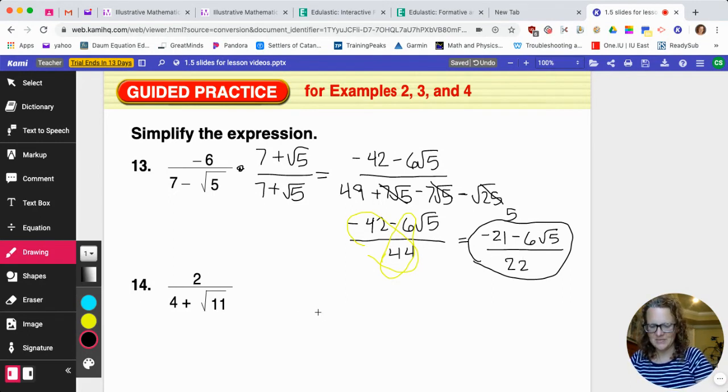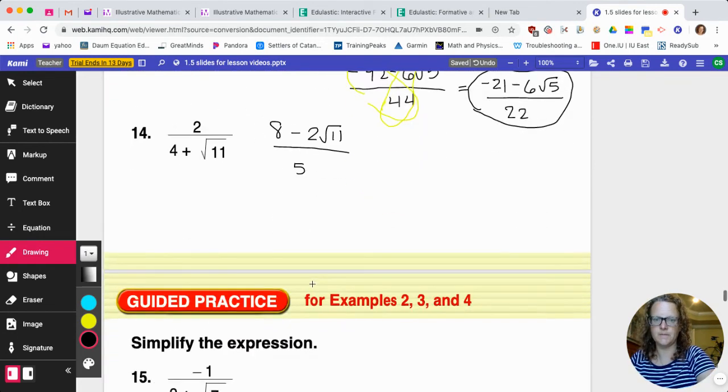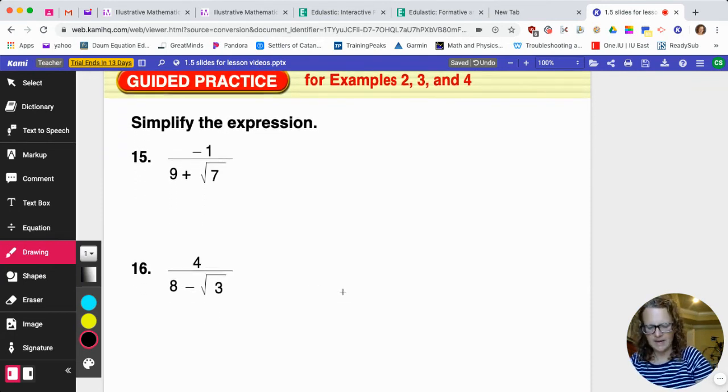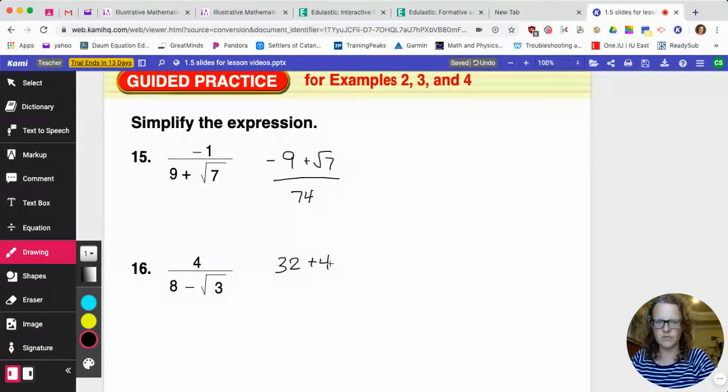All right, 14, we're going to say 8 plus, nope, 8 minus 2 root 11 over 5. 2 more. Actually, no, way more. Complex conjugate pair, 15. -9 plus root 7 over 74. 32 plus 4 root 3 over 61.